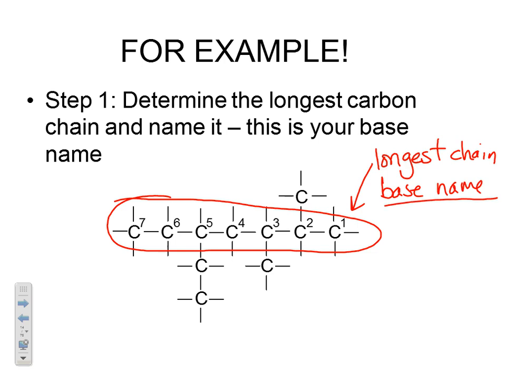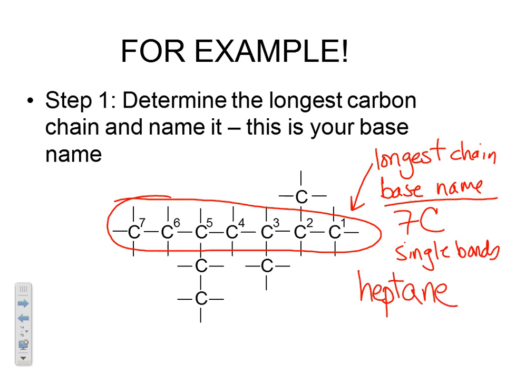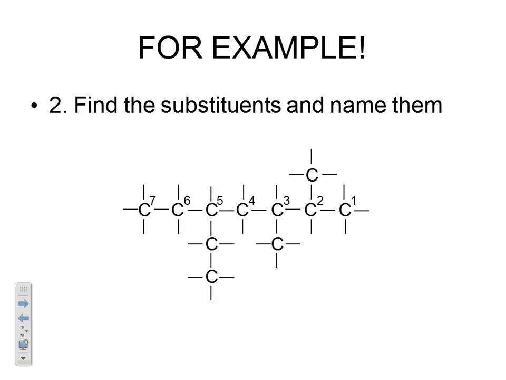We counted up. There are 7 carbons in this chain. They're connected with single bonds. So we want to use the prefix hept, indicating 7 carbons, with the suffix ane, indicating single bonds. This is a heptane molecule. This is going to be our base name. This is going to come at the end of our name. We're going to build everything else out in front of that.